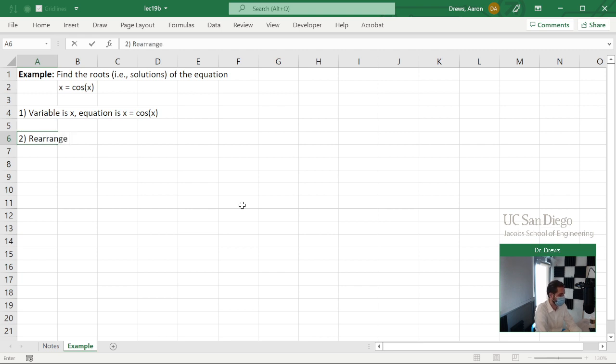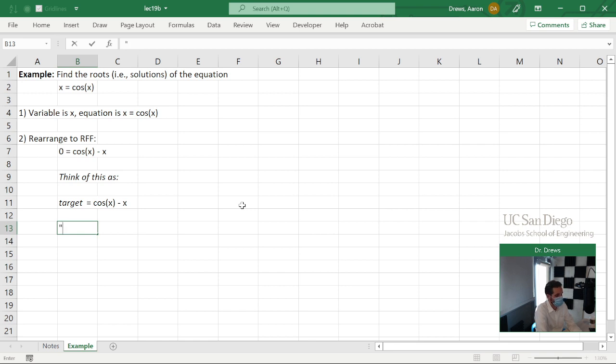Next step is rearrange to root finding form. Again, we have 2 options here. I have a tendency to put the 0 on the left because of how we write our functions in Matlab. And so we would have something like 0 is equal to cosine of x. But we're going to think of this in a slightly different way. We're going to think of it as some kind of a target value is equal to cosine of x minus x.